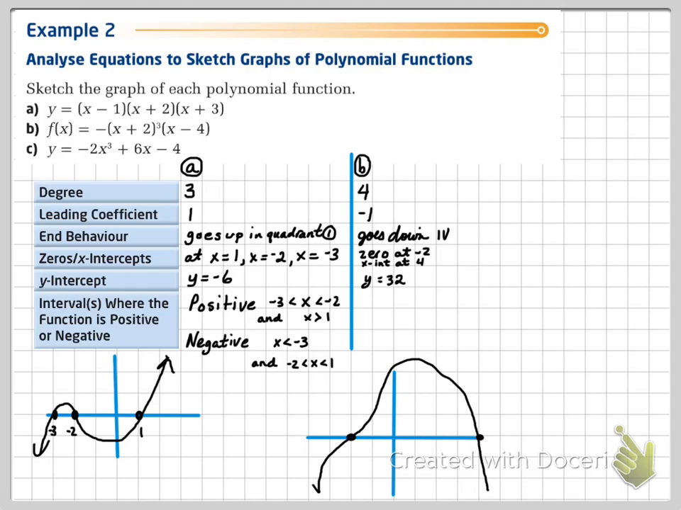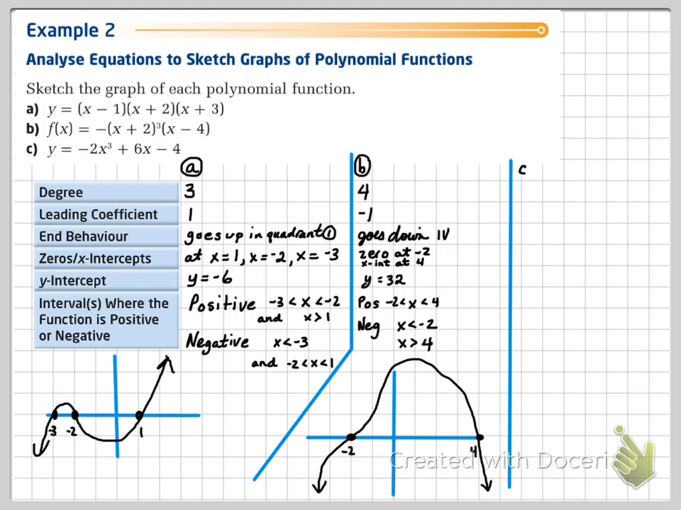This is what the graph is going to look like. It's positive for x less than 4, greater than negative 2. And it's going to be negative when x is less than negative 2, but greater than positive 4.